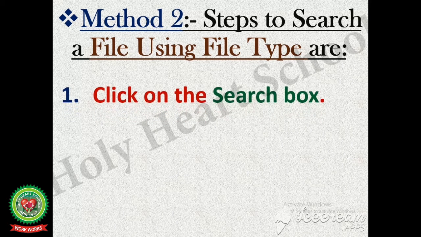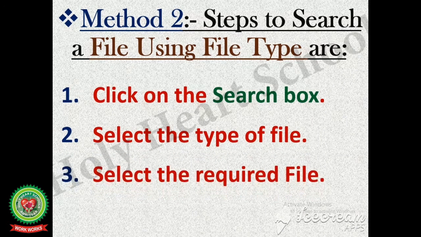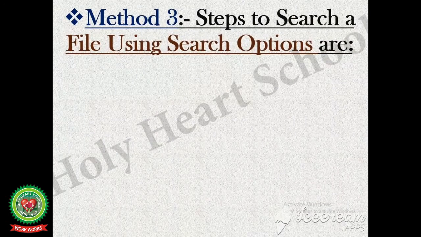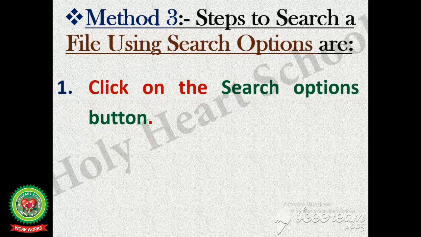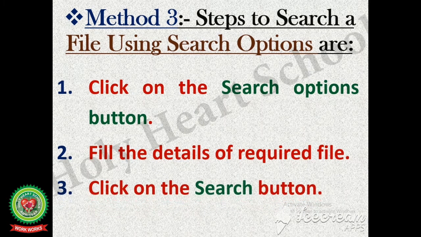So our first step is click on the search box. Second is select the type of file. And third is select the required file. And in the third method, we will search a file using search options. So our first step is click on the search options button. Second is fill the details of required file. And third is click on the search button. So let's do the practical of these 3 methods.